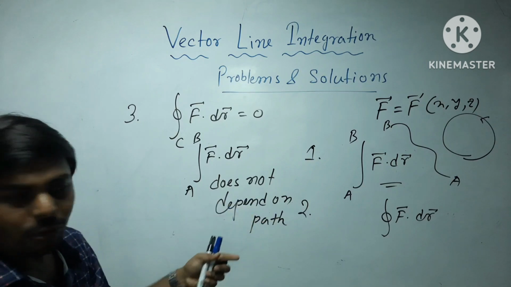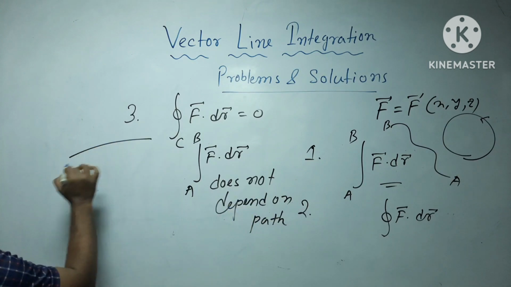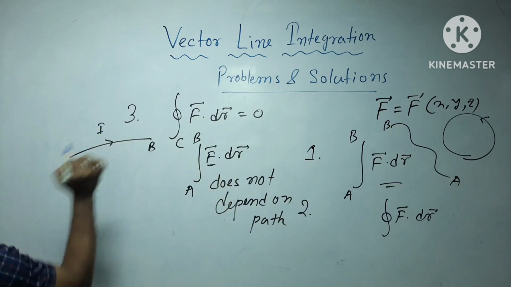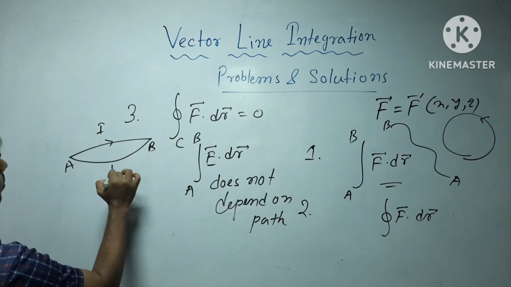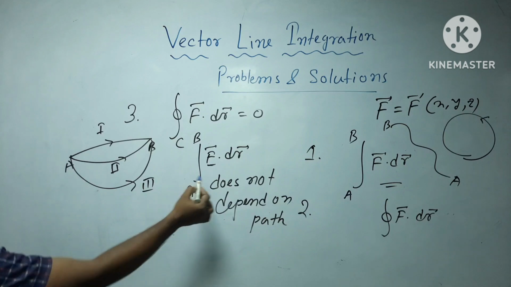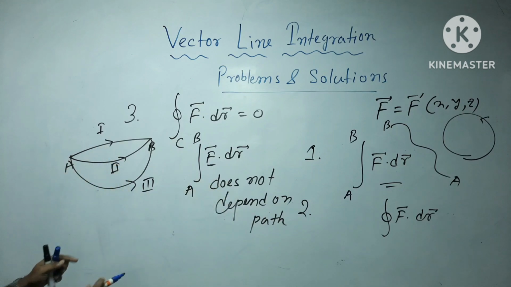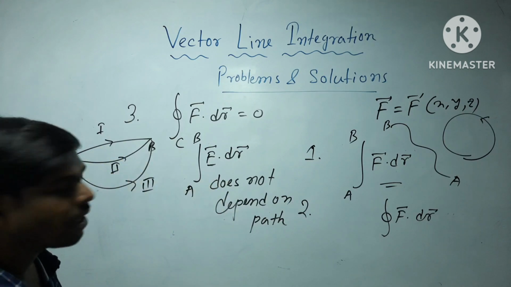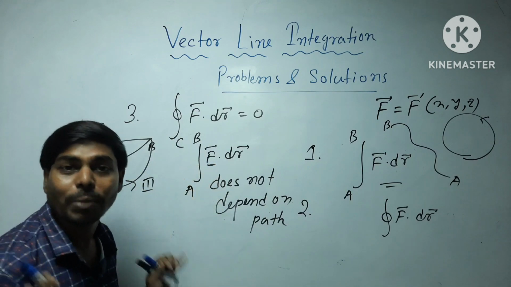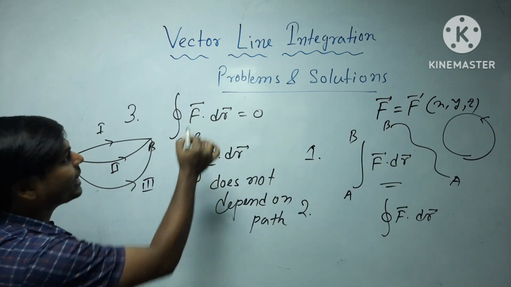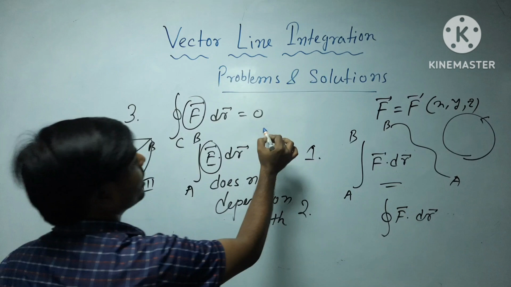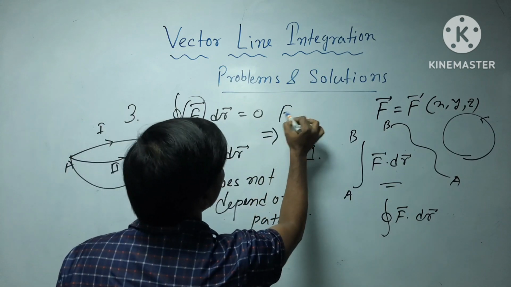what it means, suppose this is a, this is b, and I want to integrate this f dot dr along this path number 1 or along this path number 2 or maybe along this path number 3. If this integration does not depend on the path, meaning whichever path you integrate along, if we get the same result, then we can say this integration does not depend on the path. If either of these cases holds, then this vector field is a conservative vector field.